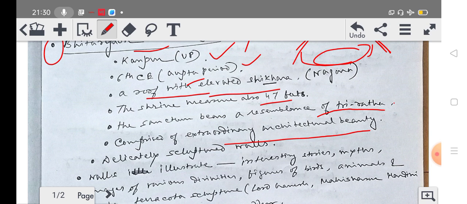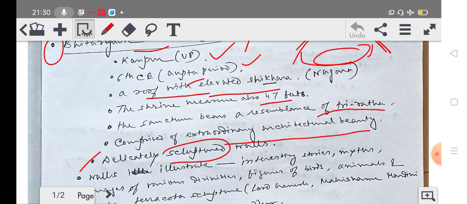What comes next? Delicately sculptured work. This type of sculpture is made after cutting the rocks or after cutting the bricks, cutting the stones. Okay. So the sculptors at that time were also very efficient and proficient in this type of profession, and this type of architecture had gone up to its extreme with its par excellence.